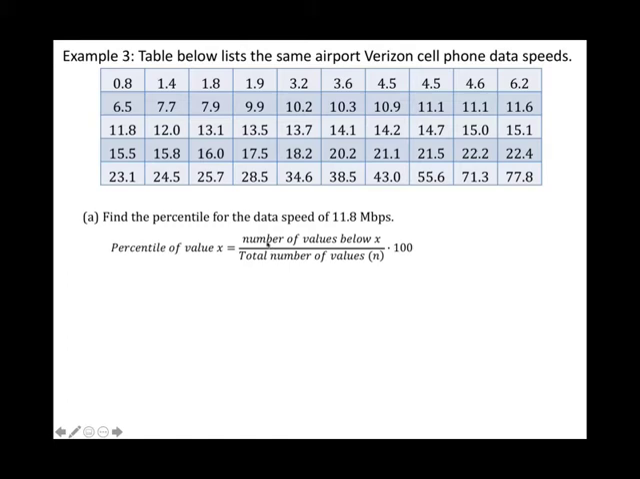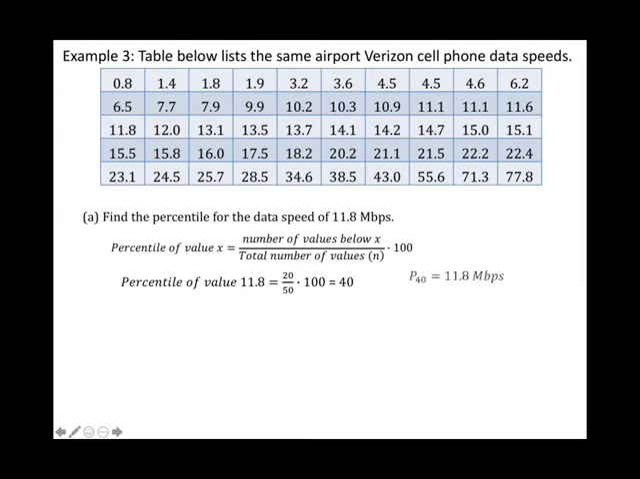First, figure out the number of values below x. So how many data are below 11.8? You're going to count from here: 1, 2, 3, 4, 5, 6, 7, 8, 9, 10. So we have 10 and 20. So I know 20 data are below 11.8 in here. Divided by the total number of values n. How many data do you have from here? You have 10, 20, 30, 40, 50. So that will be 20 divided by 50 and times 100. Use the calculator, you're going to get 40.